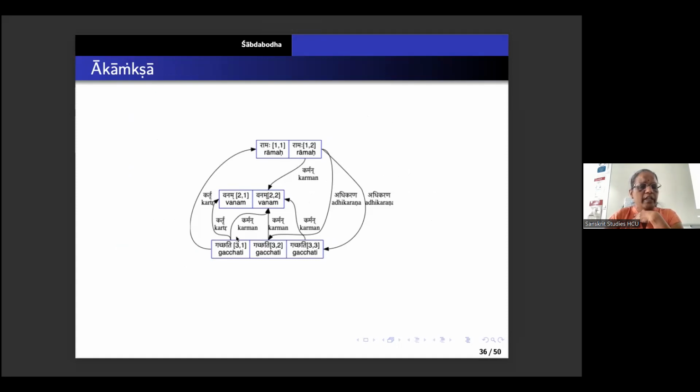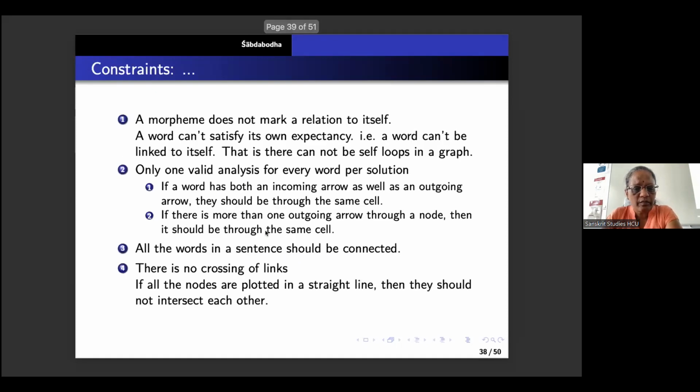And we need to see that it's a complete graph, so all the words are related. So these are certain constraints that we will have to follow. And of course, the sannidhi proximity violation says that there should not be crossing of links. There should not be some intervention. So crossing of links is not allowed.